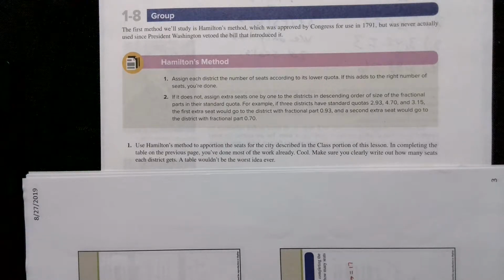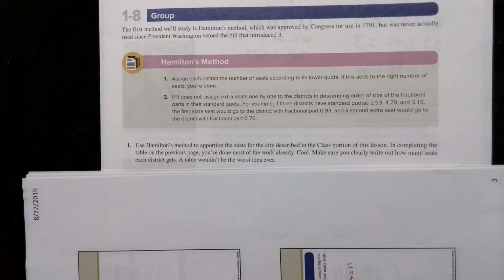If this adds to the right number of seats, you're done. If it does not, assign extra seats one by one to the districts in descending order of size of the fractional parts in their standard quota. For example, if 3 districts have standard quota 2.93, 4.70, and 3.15, the first extra seat will go to the district with fractional part 0.93. And the second extra seat will go to the district with fractional part 0.70. Now I will go more in depth with this as we go through the problem.